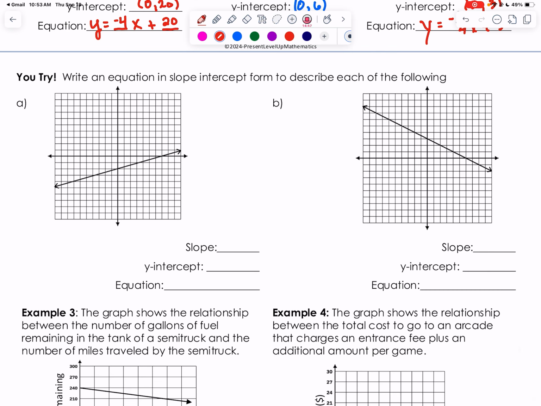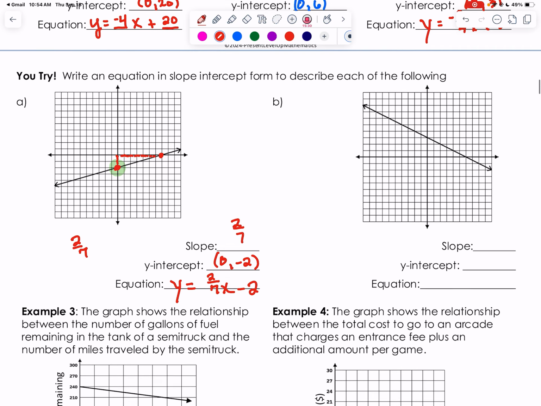All right, welcome back. Let's see how you did on problem C. I used the intercepts as my two friendly points. So my line was going up 2 and over 1, 2, 3, 4, 5, 6, 7. So the slope was 2 over 7. The y-intercept of this line was 0, -2. And I put those together to get y equals 2 over 7x minus 2. Check your answer with mine and correct anything that you got wrong.